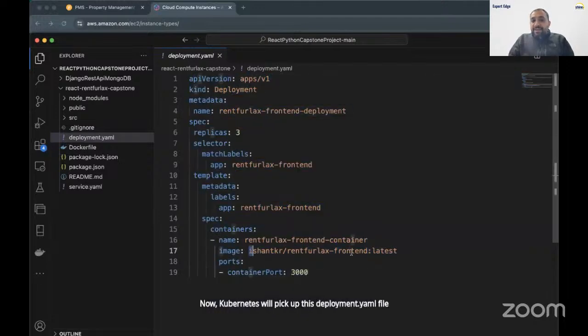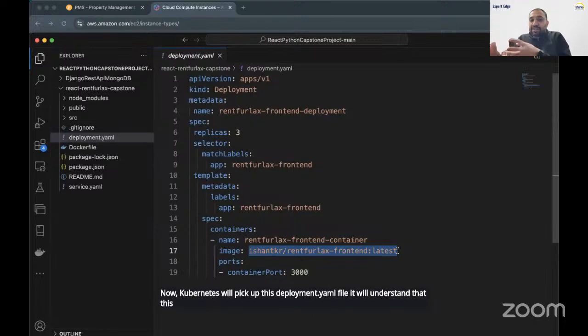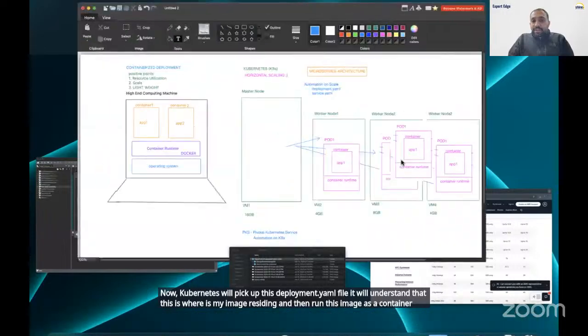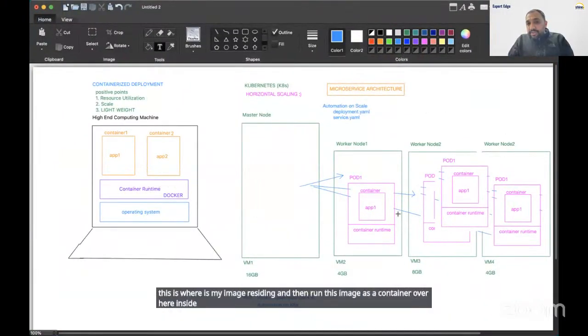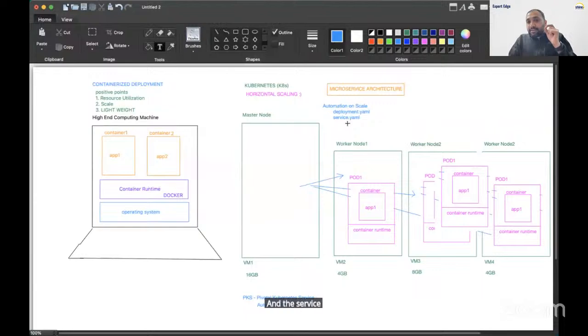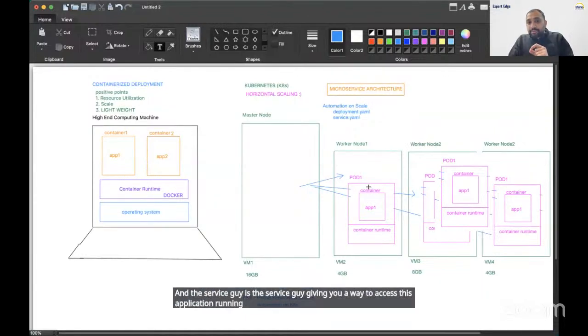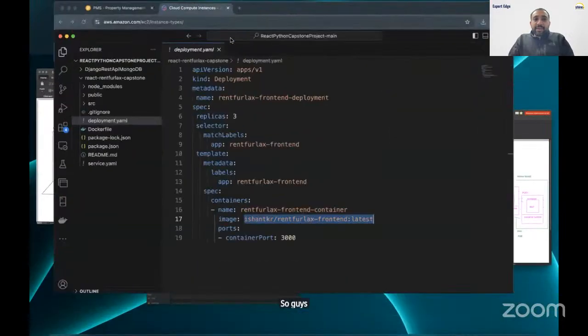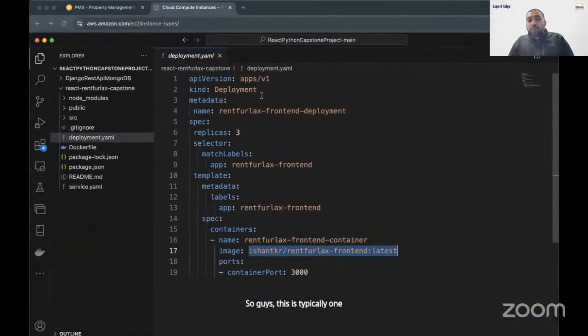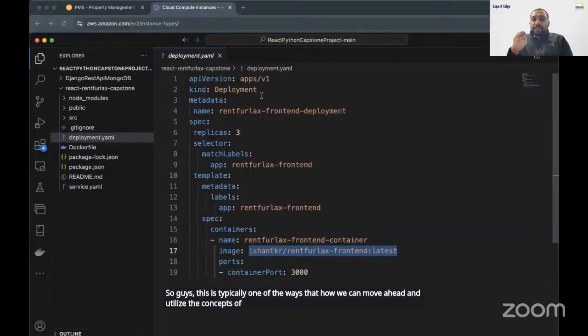It will understand that this is where my image is residing and then run this image as a container over here inside a pod. And the service is giving you a way to access this application running inside the pod. So guys, this is typically one of the ways that we can move ahead and utilize the concepts of Docker and Kubernetes, the concept of virtualization, to scale your solutions.